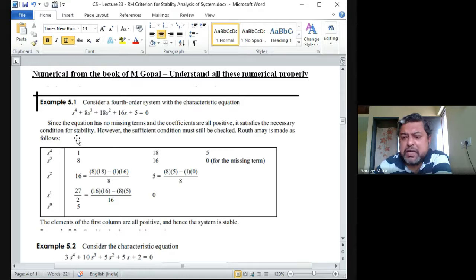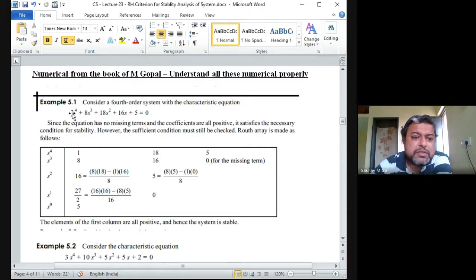Even if it is not 1, it will still work. So s to 4 can have a coefficient of 3, it doesn't matter, but generally we find this coefficient is equal to 1. But you have to divide the whole polynomial into two parts, the even part and the odd part. What is the even part? s to 4 plus 18s square plus 5.